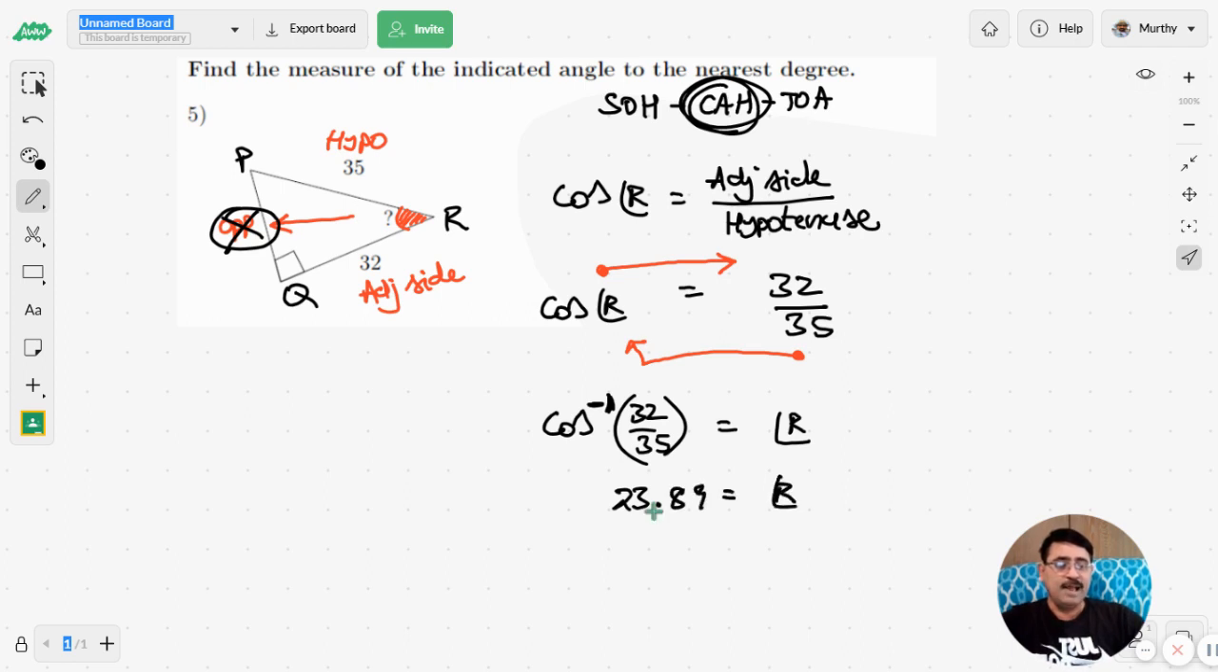Therefore, the value of the angle equals 23.89 degrees. In case you are asked to round it, then you can say that angle R equals 24 degrees. Okay. Next question.